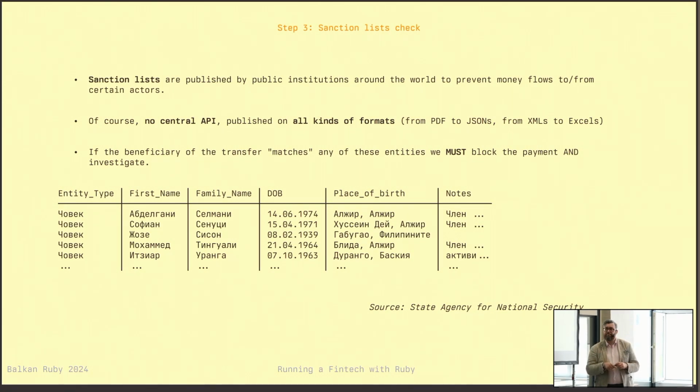This, by the way, is real data taken just yesterday from the sanction list of the Bulgarian State Agency for National Security. So these are people that if I actually get a transfer for, I'm forced by law to stop the payment and investigate again. So that is one thing.